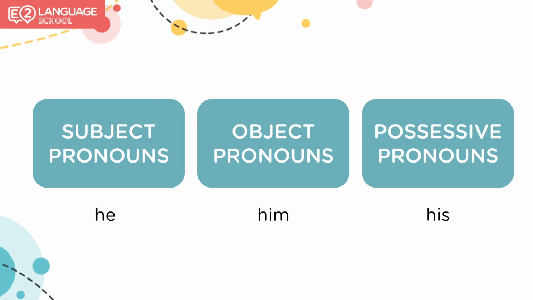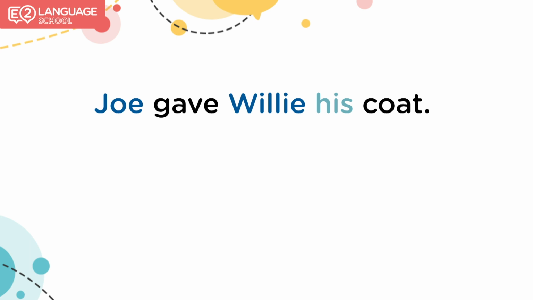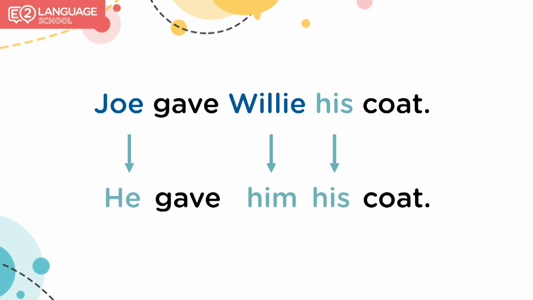Now, if you're unsure about what subject and object pronouns are, we do have some lessons in the Words and Rules review course on these two different types of pronouns. So let's look at an example sentence with all three. So Joe gave Willie his coat. Joe becomes he. Willie, which is the object of the sentence, becomes him, the object pronoun him, and his, as we saw, is just repeated again, his. So he gave him his coat.